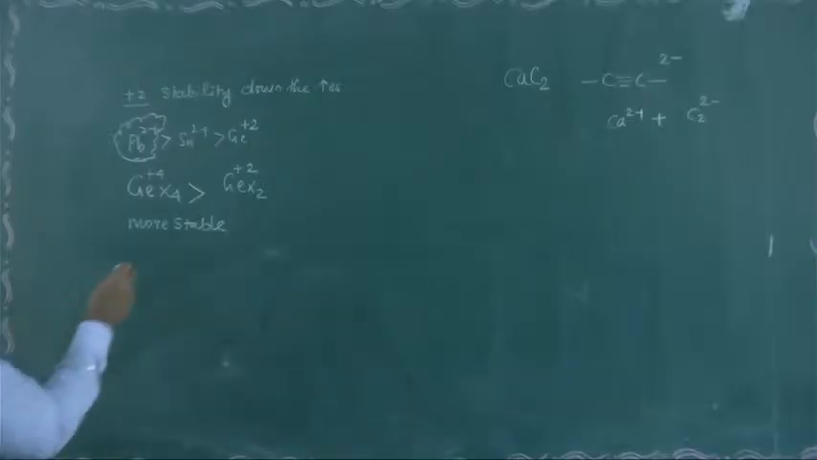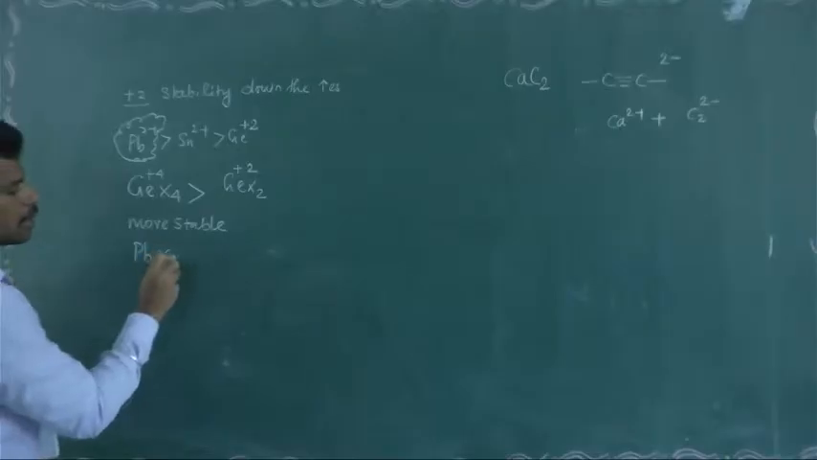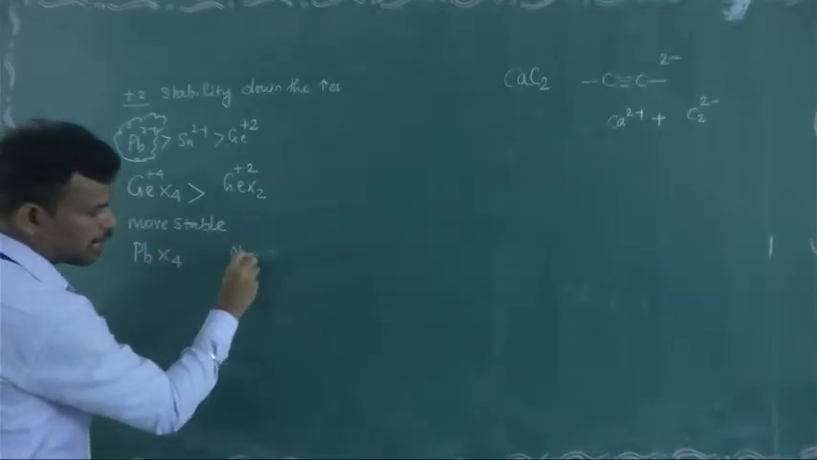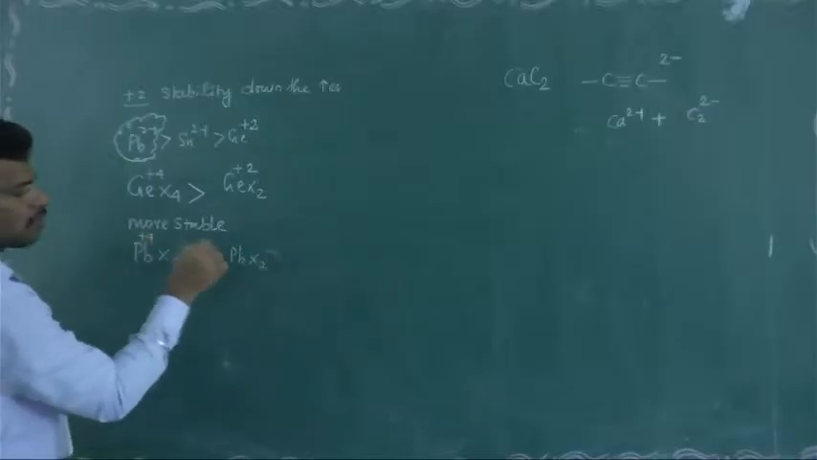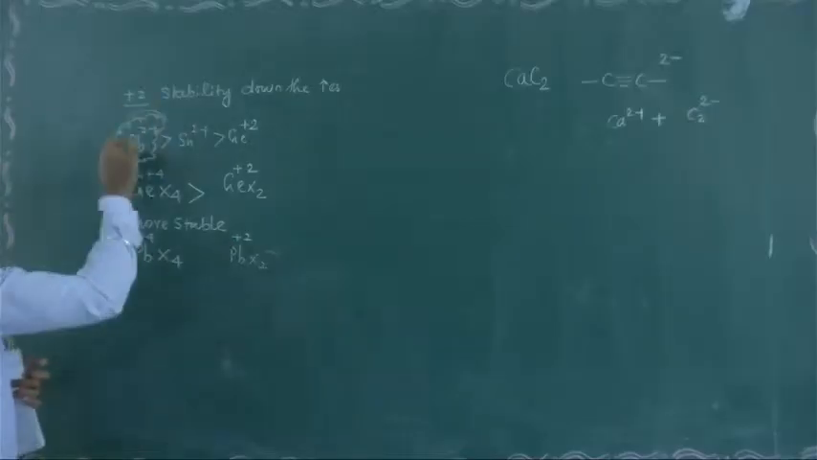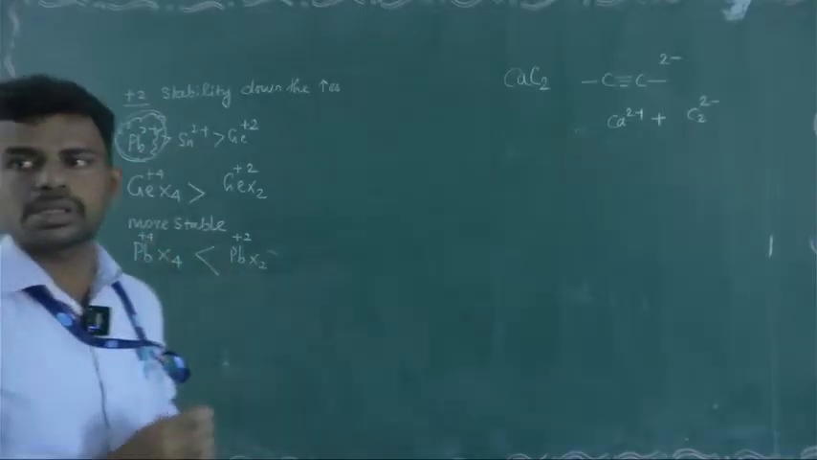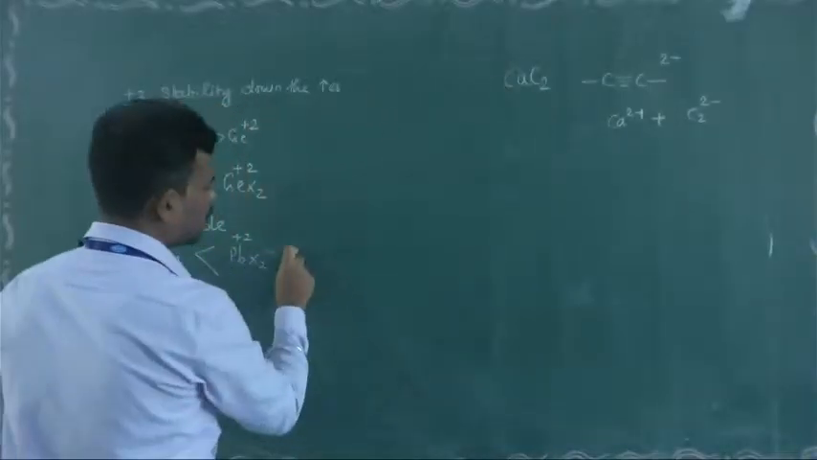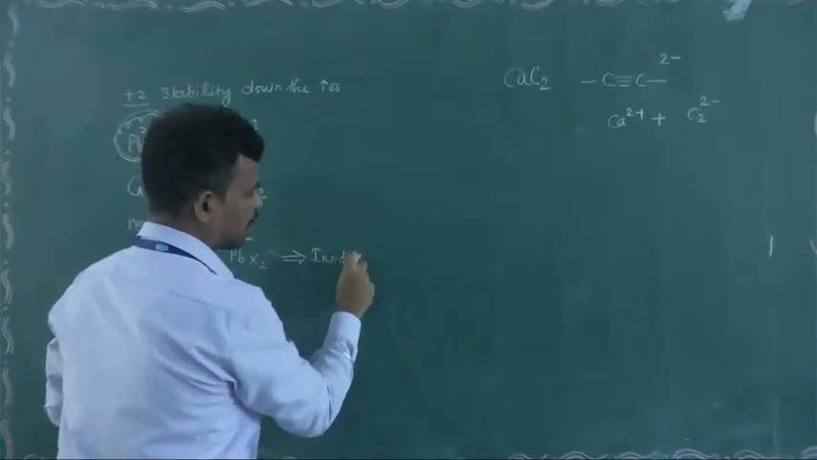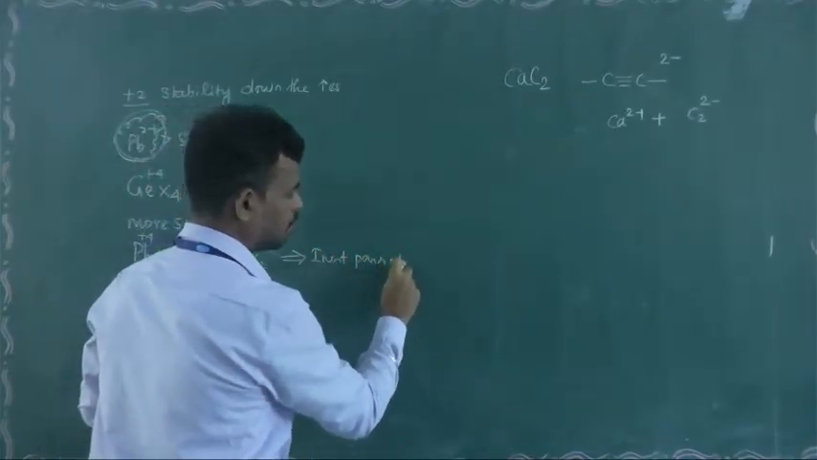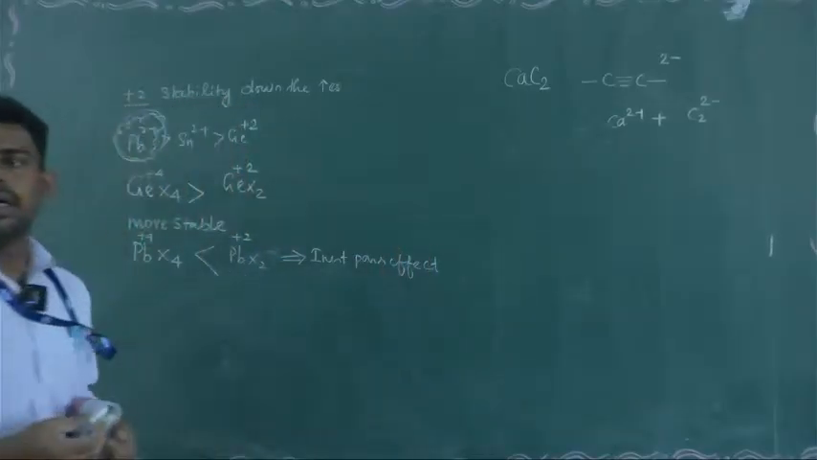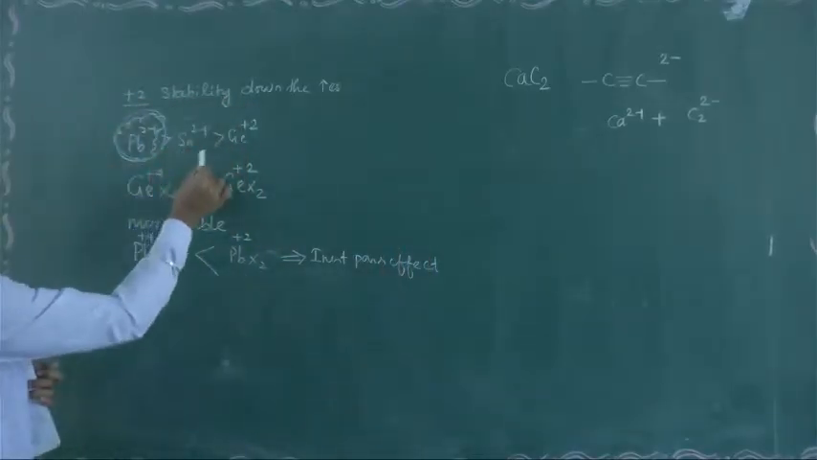Whereas in the case of lead, PbX4 and it is going to be PbX2. Is it clear? This is going to be +4, and this can be +2. +2 is going to be more stable due to inert pair effect. Please note this. Okay, so due to inert pair effect, more stable PbX4 or PbX2? PbX2 is going to be more stable due to inert pair effect. Is it clear? Inert pair effect. Is it clear? And you might have encountered this.